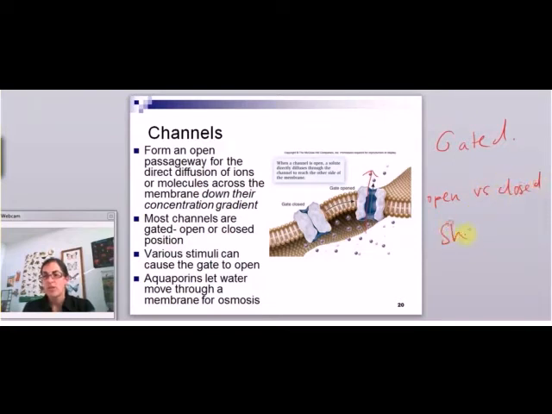So this is about shape. Sometimes the protein is shaped like this, sometimes it's shaped like this. There are different triggers that can cause the gate to open. And this is a really fascinating subject that we don't really have time for, but a lot of what happens in your nervous system to transmit signals is the opening and closing of a gate.